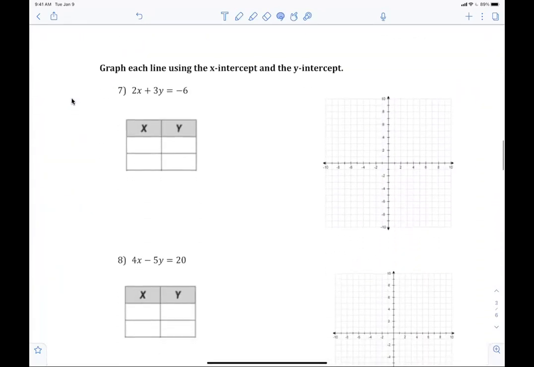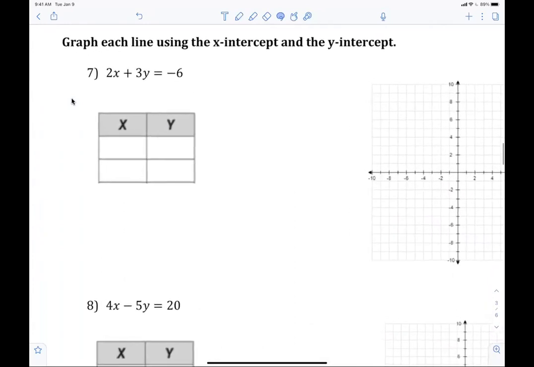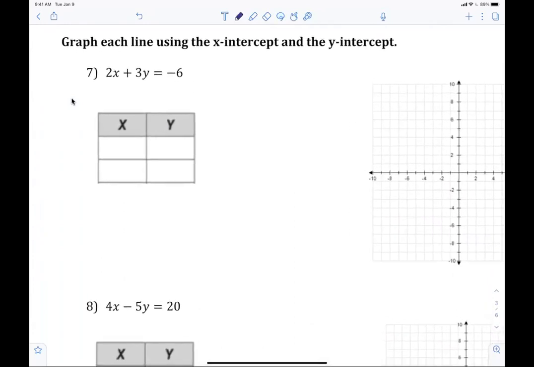All right, now we're doing the intercepts. So who remembers, if I want the x-intercept, what does y equal? 0, thank you. If I want the y-intercept, what is true? X equals 0. So you come over here to your table and you put 0 and 0.